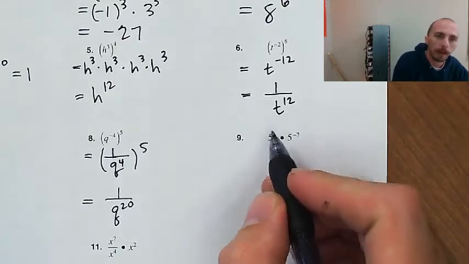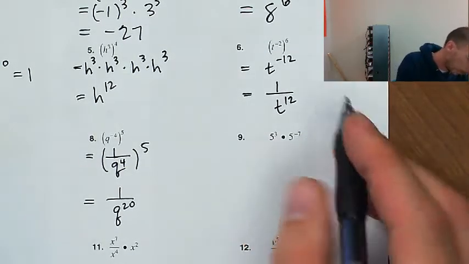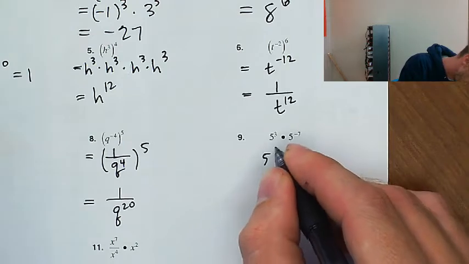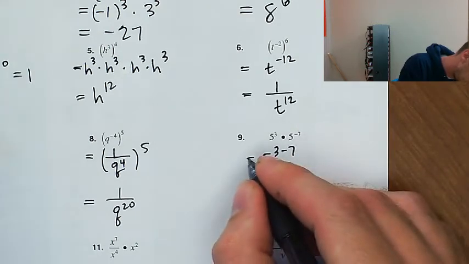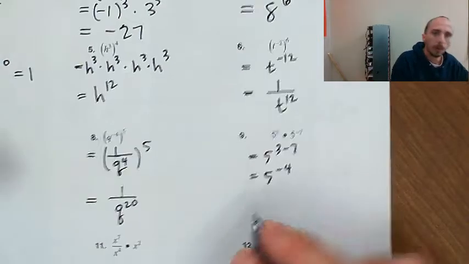Okay. 5 to the 3 times 5 to the -7. Okay, back to multiplying with the same base, so we're going to add the exponents. So that's 5 to the 3 minus 7. 5 to the -4.